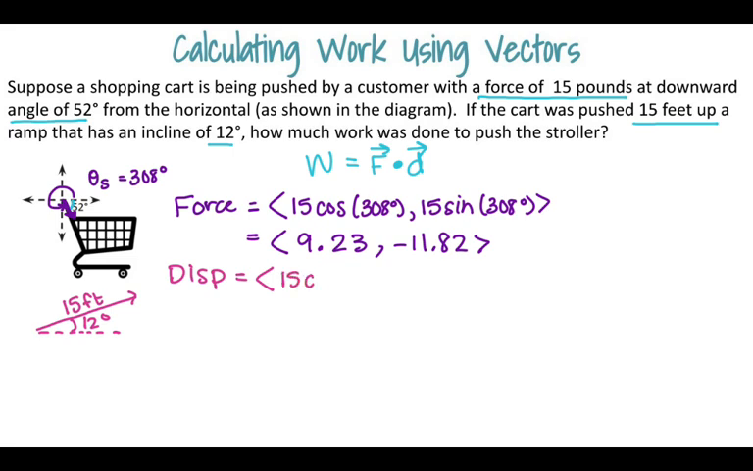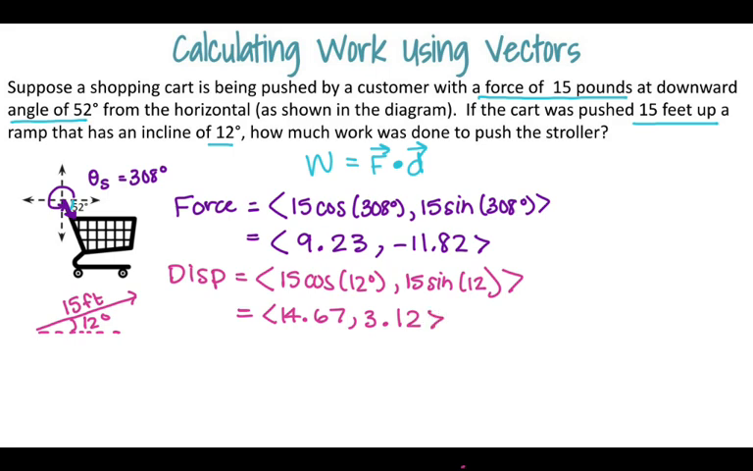So I have 15 cosine, is it 15 feet? 15 pounds and 15 feet. Okay, so 15 cosine of 12 degrees, 15 sine of 12 degrees, and that is going to give me my individual components of the displacement vector. So I have 15 cosine of 12 is 14.67. 15 sine of 12 is 3.12.